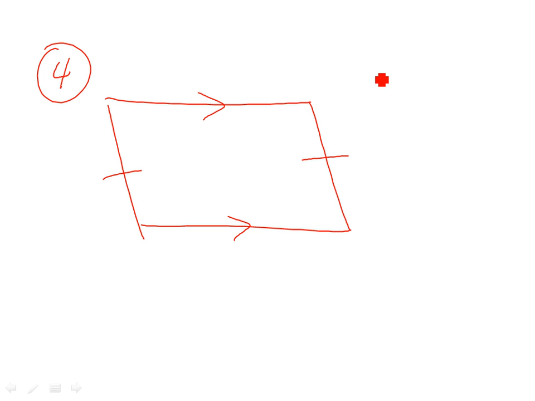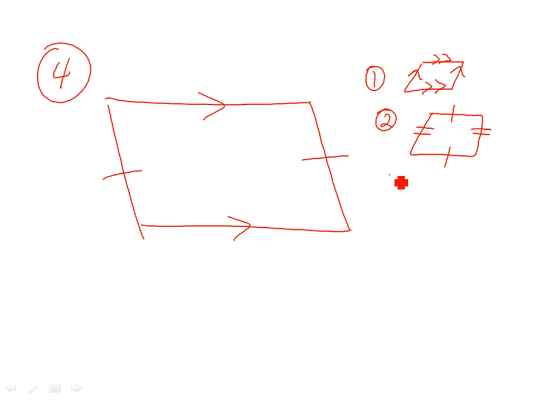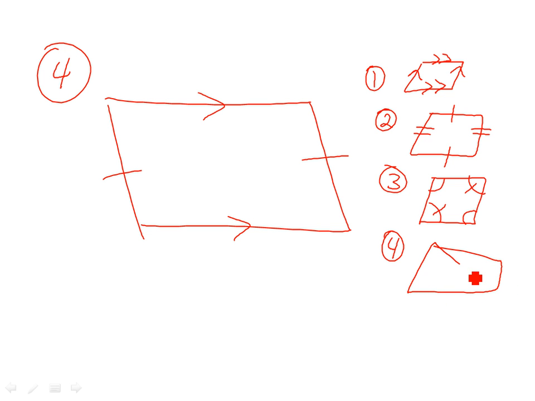Remember, we had 5 ways to prove it was a parallelogram. First way, both pairs of opposite sides are parallel. Second way, both pairs of opposite sides are congruent. Third way, both pairs of opposite angles are congruent. Fourth way, diagonals bisect each other. Then the fifth way was the hardest one. This pair of sides are congruent and parallel to each other.